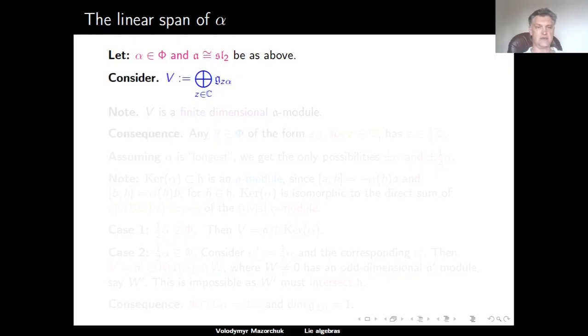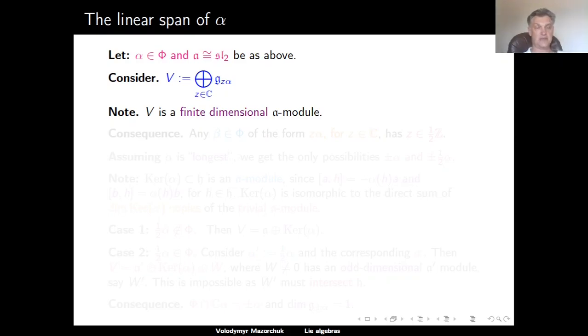Next, we consider the subspace V of G given by the direct sum of all root subspaces corresponding to those roots which are scalar multiples of alpha. Of course, V is finite dimensional because it's a subspace of a finite dimensional vector space. Moreover, since the bracket of G sub alpha and G sub beta is a subset of G sub alpha plus beta, this we saw in the previous lectures, it follows that our vector space V is actually an A module, and since it's finite dimensional, it's a finite dimensional A module.